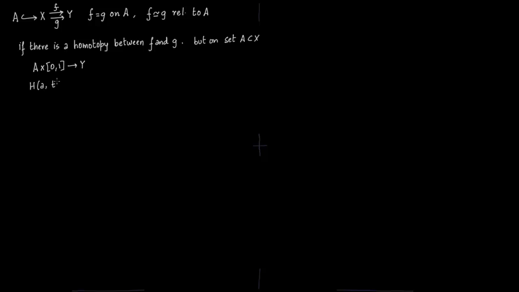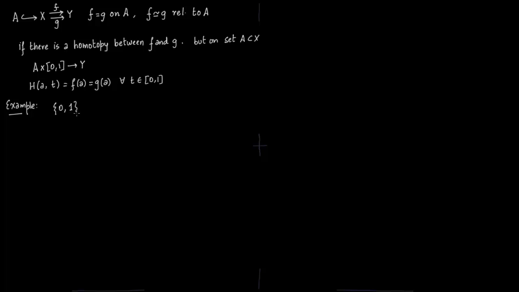So on this set A, the homotopy H of A comma T, this is the same homotopy which is between F and G, is equal to F of A, which is equal to G of A on the subset A, for all T element of 0, 1. So you have a homotopy, but you can see this homotopy makes sense only outside A. On the set A, everything is equal.